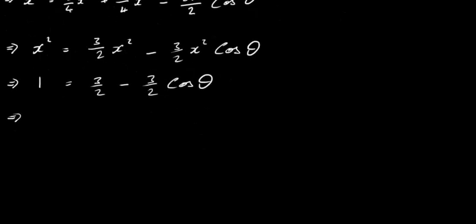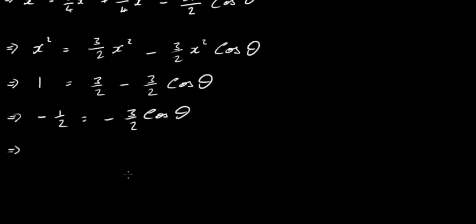Okay, next line. Now I'm going to bring over the 1.5 here. This is 3 over 2. Bring this over to this side. Subtract 1.5 or 3 over 2 from both sides. So on this side here, this is 1, this is 1.5, so I'll end up with minus a half on this side. And I have minus 3 over 2 cosine theta on this side here.